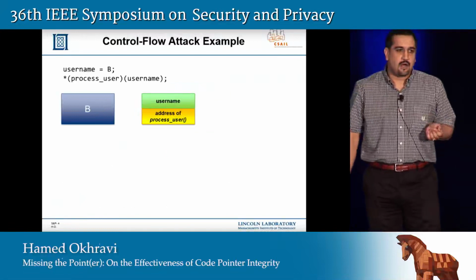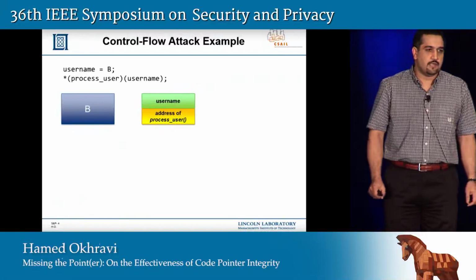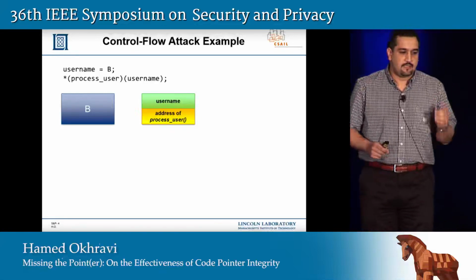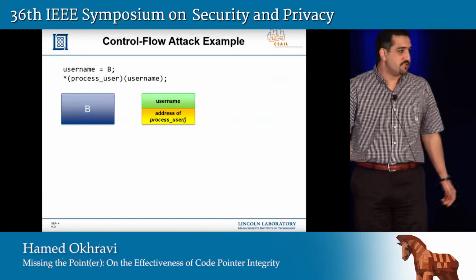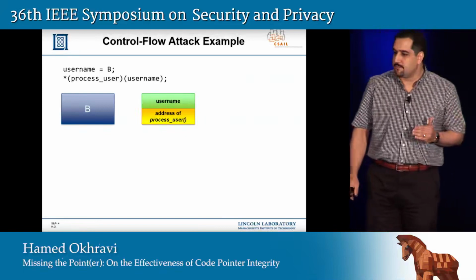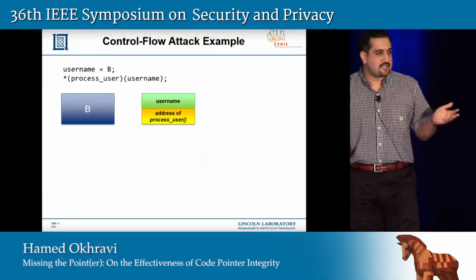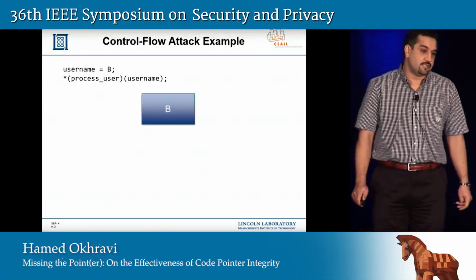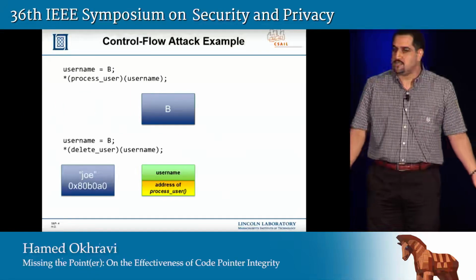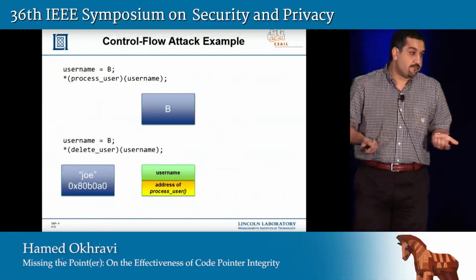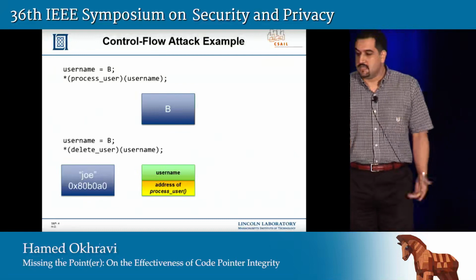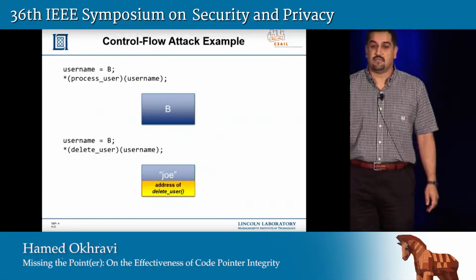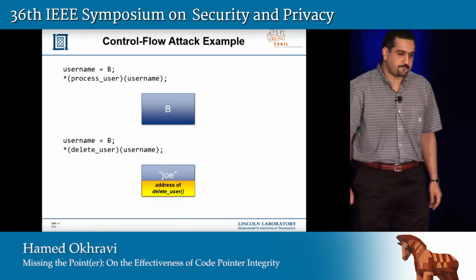So this is an example of a control flow hijacking attack where we are asking for a username from a user, and the address of a function process user is stored right next to that username. So if the user provides a username that's longer than the buffer for the username, they can corrupt the value of the function pointer. And if they're smart in their injection, if they put the address of a different function, let's say delete user, they can overwrite the function pointer and redirect execution to delete user.